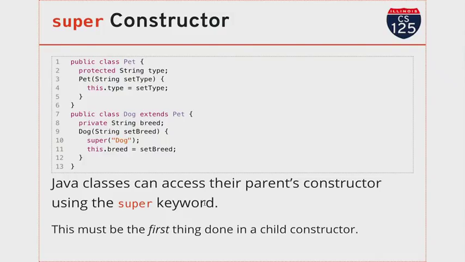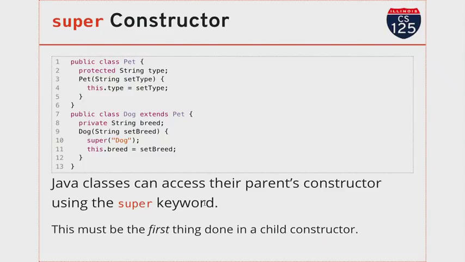So super runs my parent's constructor. And like every other call to a constructor, it has to match a constructor provided by my parent. Now, the parent might provide several constructors if they're overloaded, but the signature of super has to match one of them. There's also a rule here, which is it has to be the first thing that gets done in the child. So I can't do some other work in my constructor and then call super. If I'm going to use super, and I don't have to, it's the first line in the child constructor.